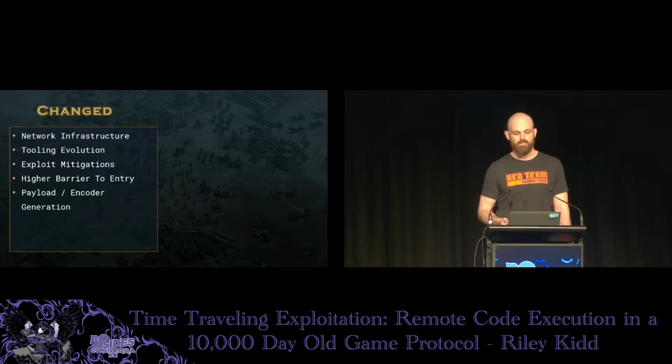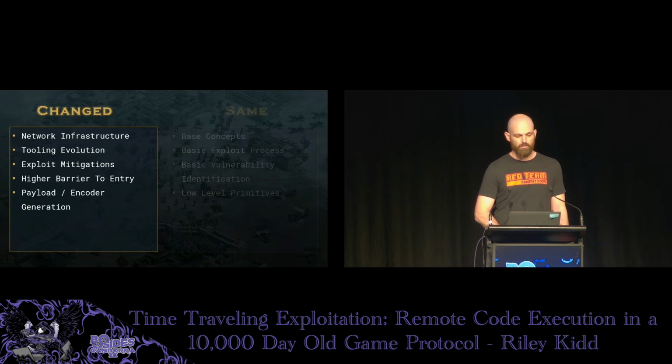So trivial bugs are less common, and modern exploitation requires an understanding of modern mitigations, which often requires more complicated exploitation chains rather than these just single point-in-time vulnerabilities. And payload and encoder generation has moved from manual per exploit processes to more automated and feature-rich frameworks.